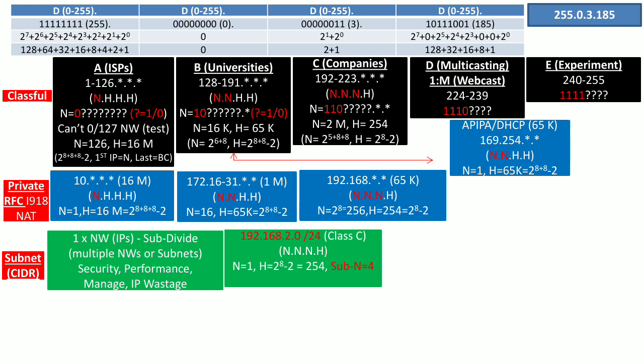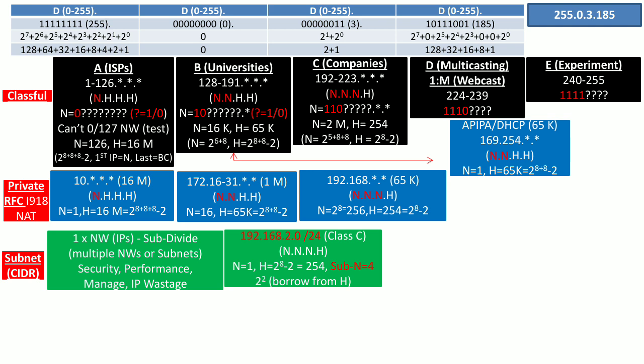So we want to divide this network of 256 host addresses into 4 subnets. So we want to divide this network, which has 256 host IPs, into 4 subnets, and then it means that each subnet would contain 64 IPs.